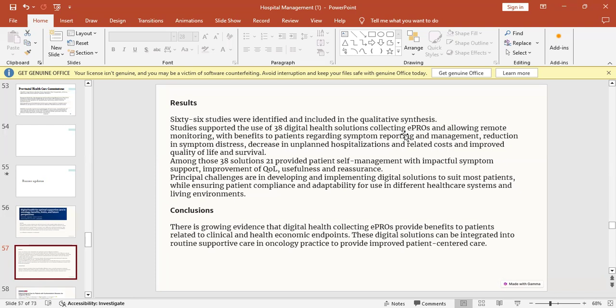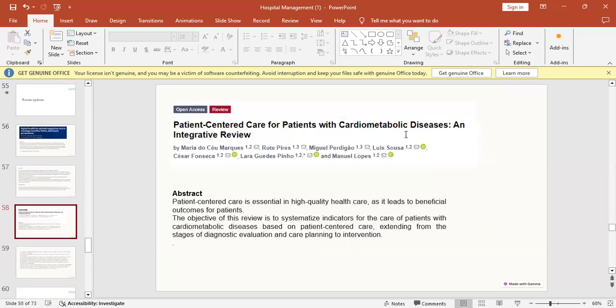The conclusion is that there is growing evidence that digital health collecting patient reported outcomes provides benefits to patients related to their clinical and health economic endpoints. These digital solutions can be integrated into routine supportive care in oncology practice to provide improved patient-centered care.